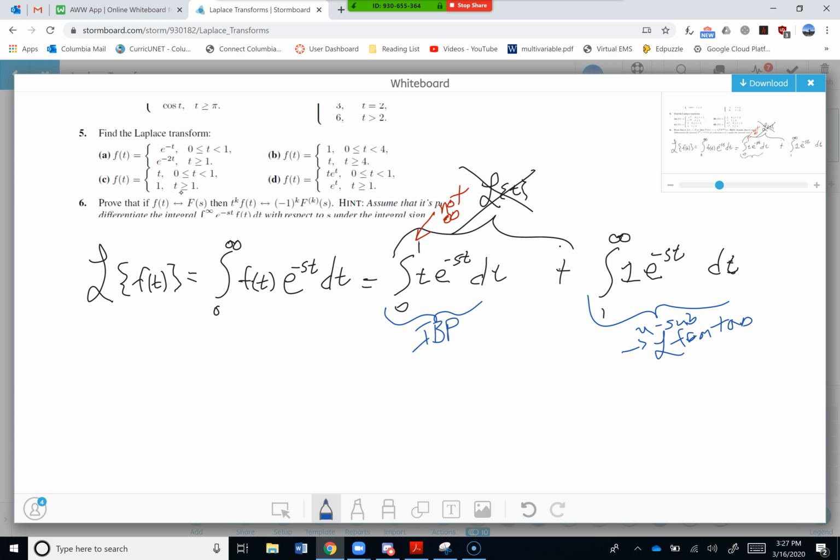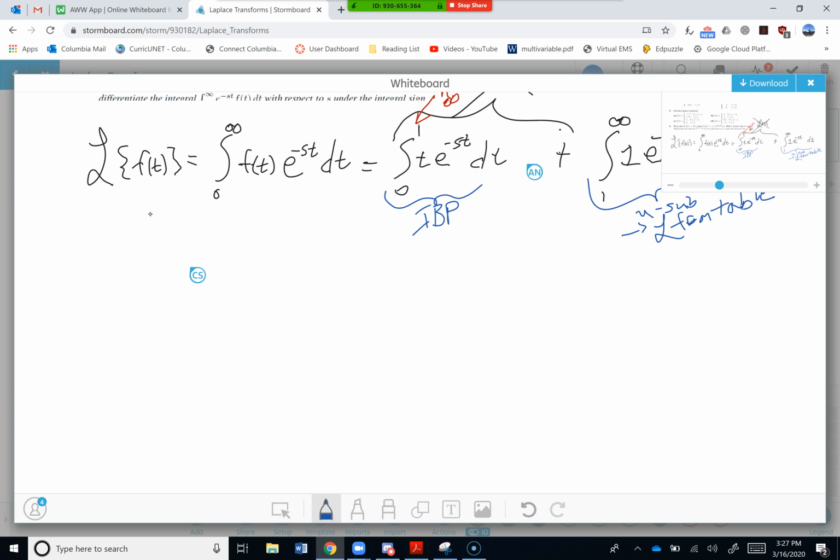I don't know why this pen is kind of inconsistent over here. Maybe I need to clean my screen. Okay, everybody with the plan? Yeah.